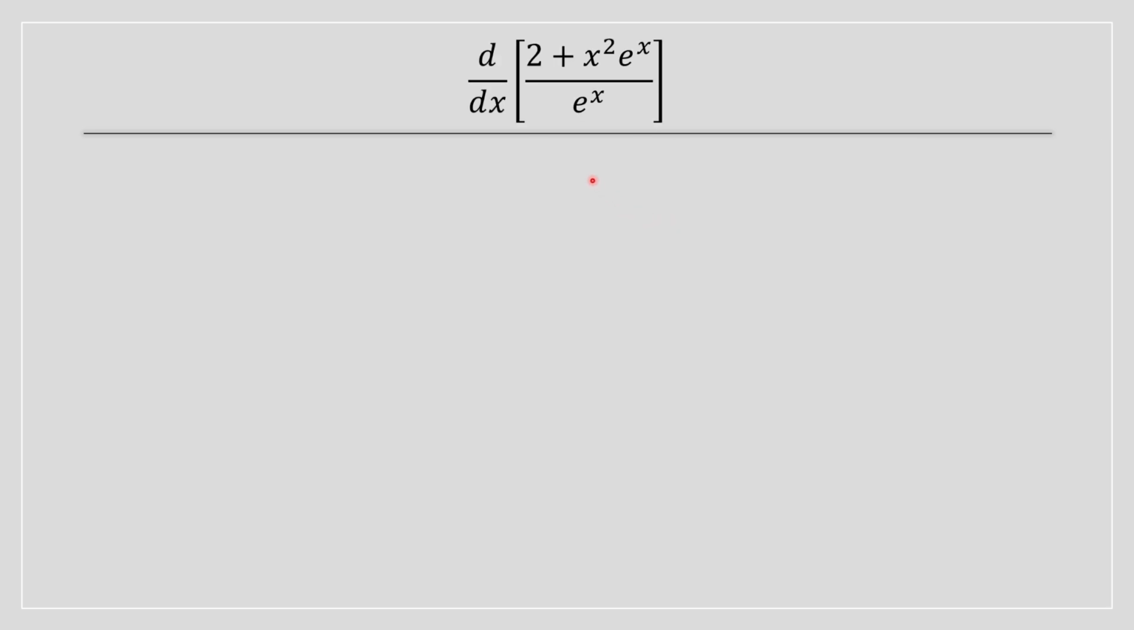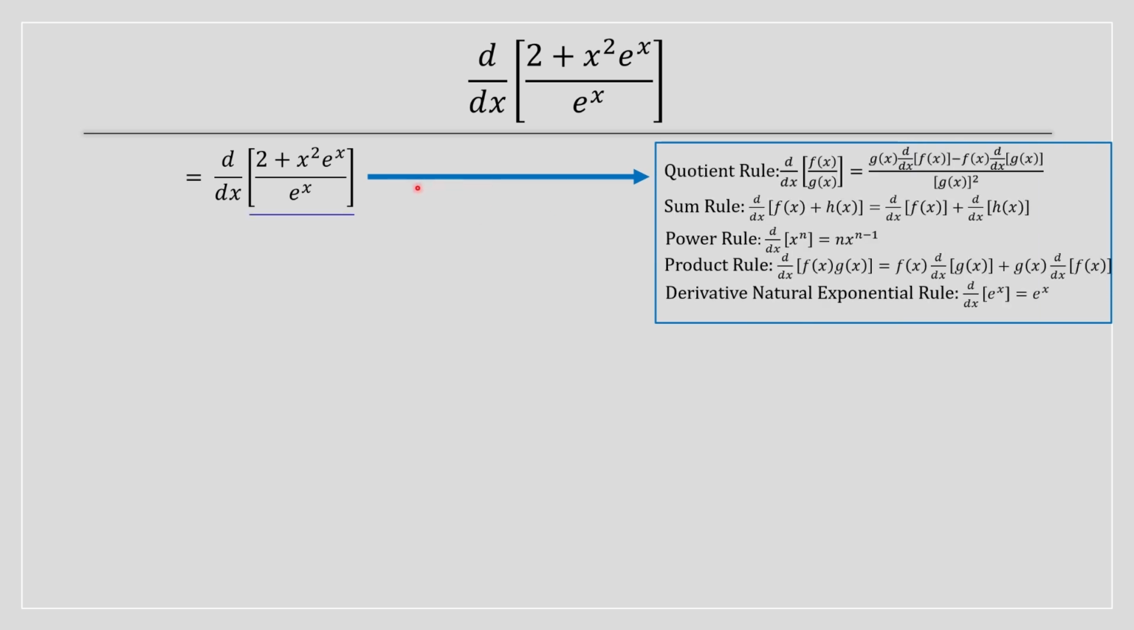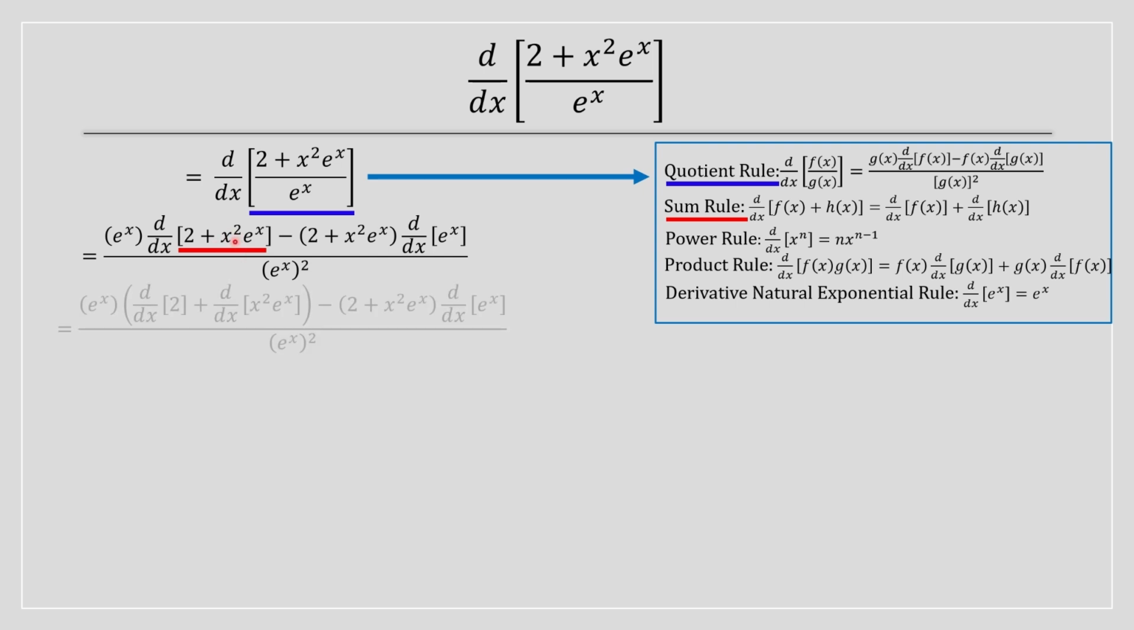Question 22. So in this question, it's very similar to the previous question. We have to apply the quotient rule first, as seen over here, because there's a function being divided over another function. You see a division, so we have to apply the quotient rule. Then once we applied it, we got to distribute this derivative term because there's a plus, and we have to apply the sum rule. And after we applied it, we acquire this.